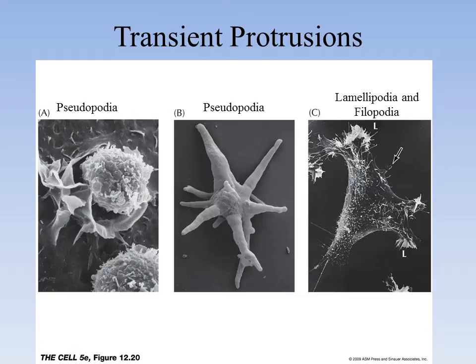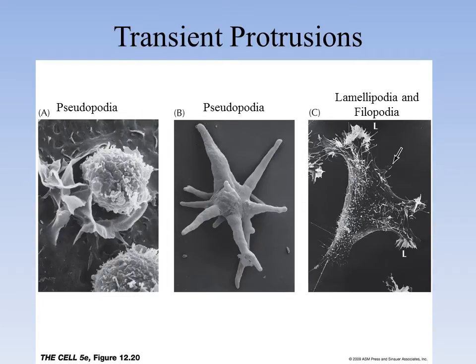I want to talk about protrusions that aren't permanent to the cell like the microvilli are for epithelial cells, but protrusions that are more transient. And so here's some examples of a couple types. So we have the pseudopodia are protrusions. These are what some organisms have for movement. This is pseudopod. It's kind of like pseudo is like a fake foot almost.